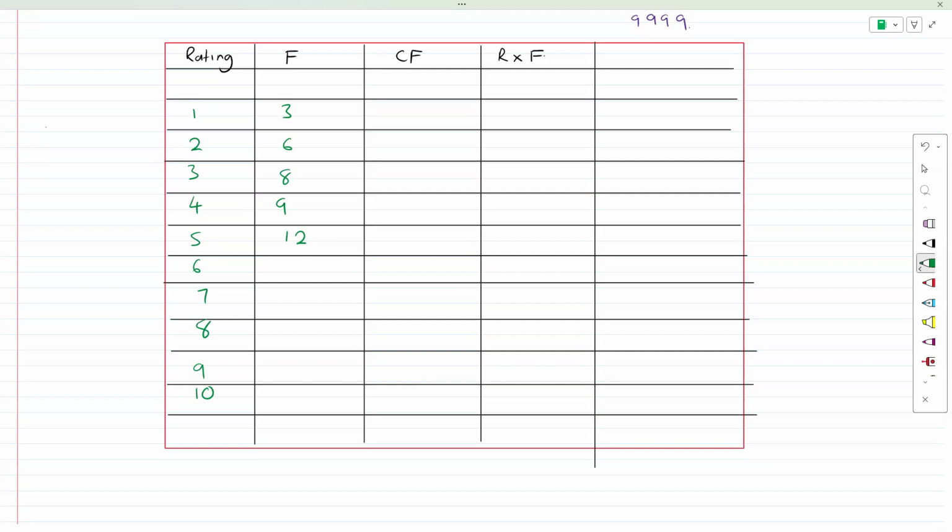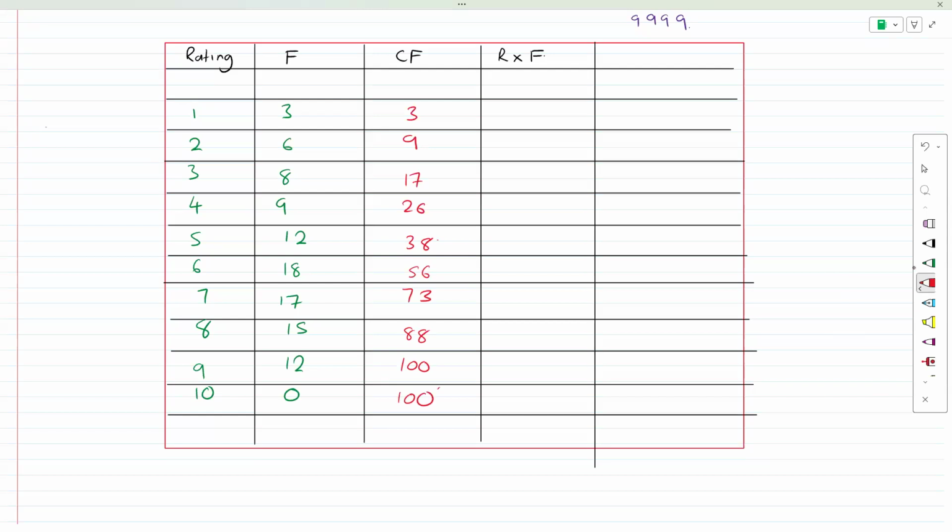This is 18, 17, 15. 18, 17, 15, 12, and 0. Right? The cumulative frequency was 3, 9, 17, 26, 38. And this 56, 73, 88, 100, 100.